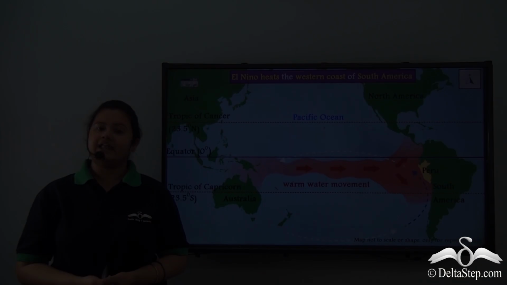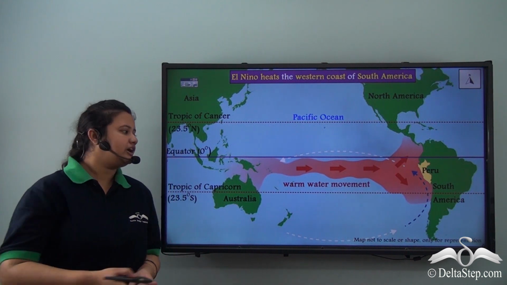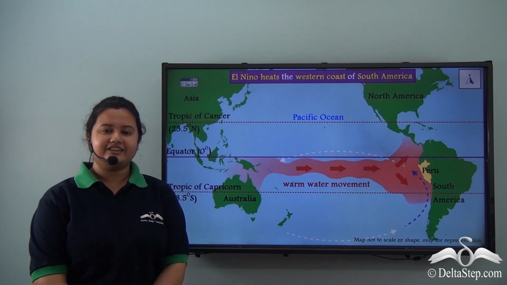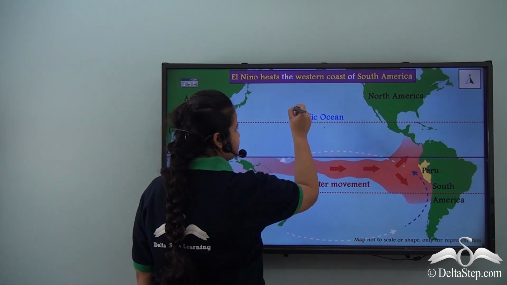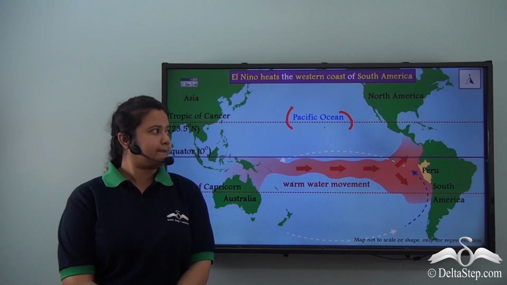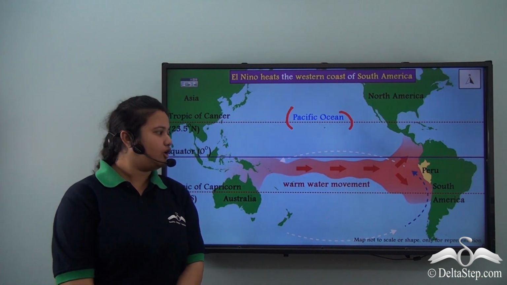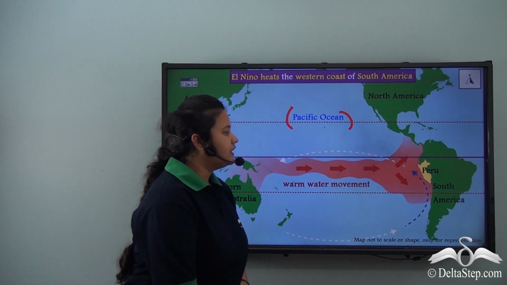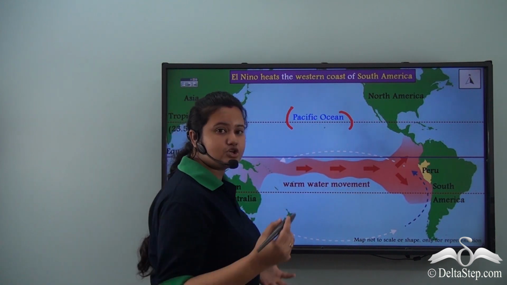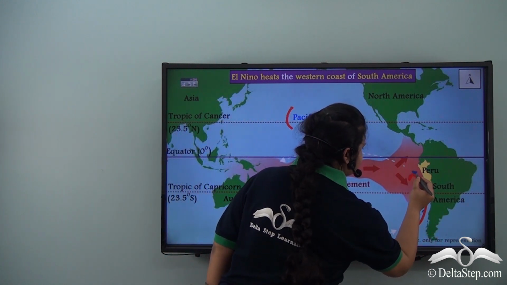What is El Nino? El Nino is a weather phenomenon which leads to unusual heating of the surface water. This phenomenon is usually observed in the eastern region of Pacific Ocean or the western coast of South America. What actually happens is that due to unusual heating of the surface water, the water bodies in this region become warm, and it also prevents the upwelling of cold Peruvian current.